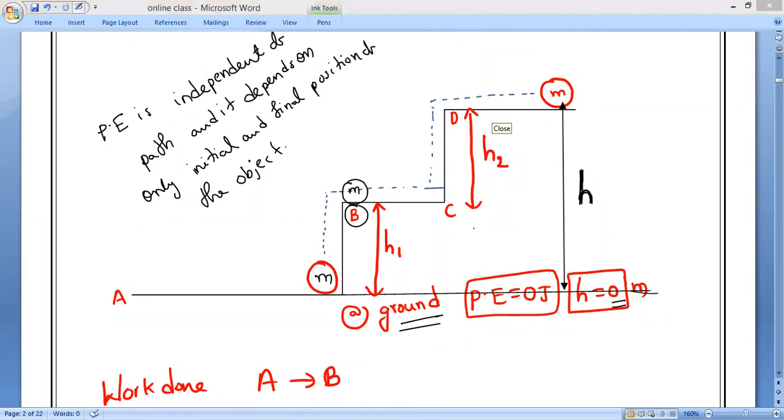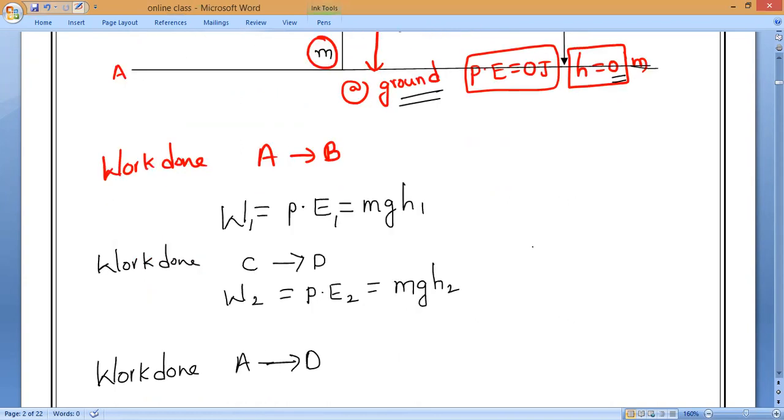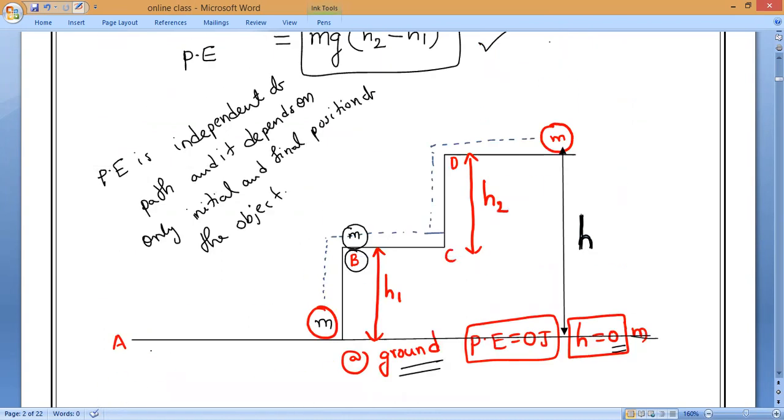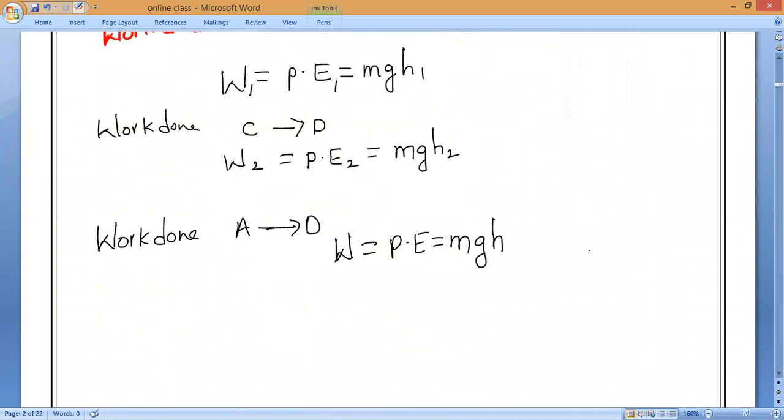Mr. Nimish, tell me, what is the total potential energy? What is the total work done now, from A to D? All of you. What is the total height from A to D? Check it. H, sir. H. That is what you have to remember. So MGH.